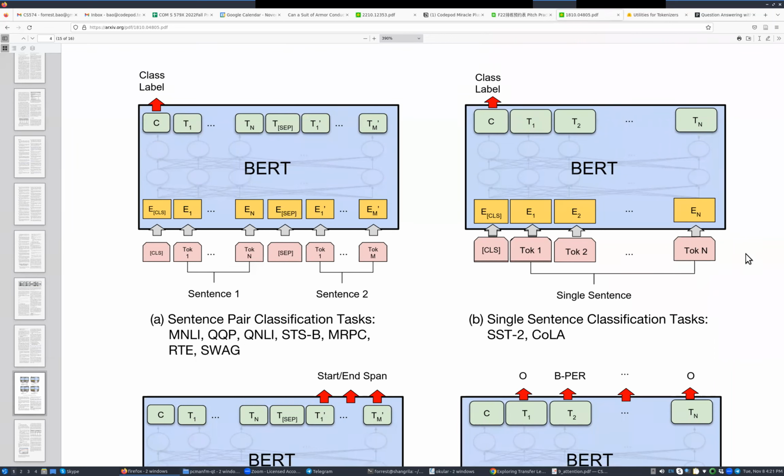I prefer not to call it a single sentence. I prefer to call it a single segment, because it could be a passage here. The other type is called the sentence pair classification task. I prefer to call it segment pairs. For example, you can have a question and a passage. The passage very likely is going to contain multiple sentences. So even in this case, you still use the embedding from the special token CLS, and from there you hook up a machine learning model to make the prediction.